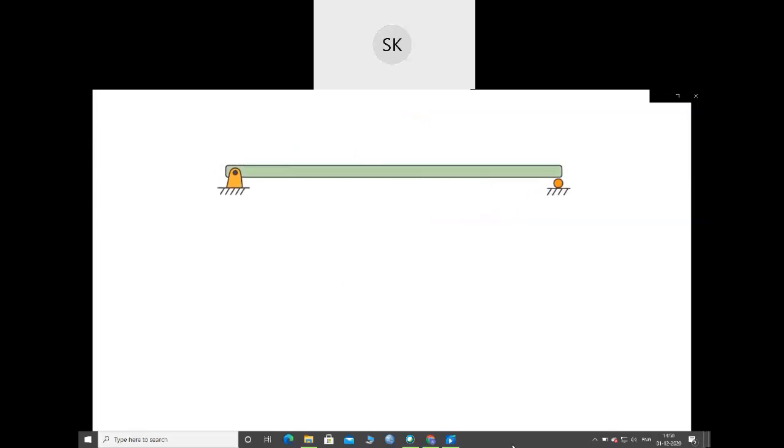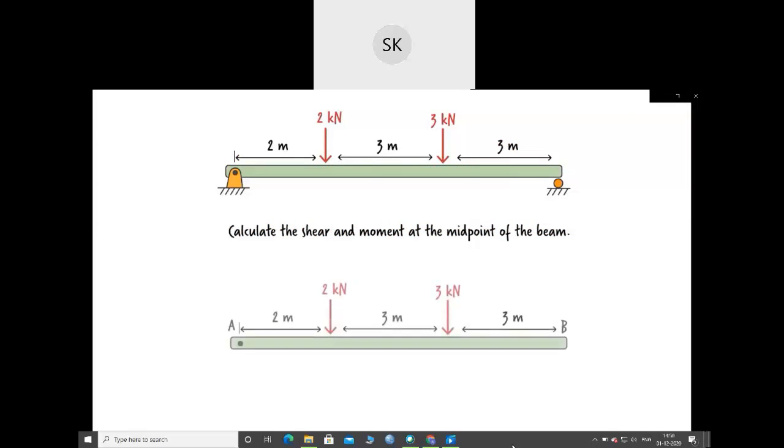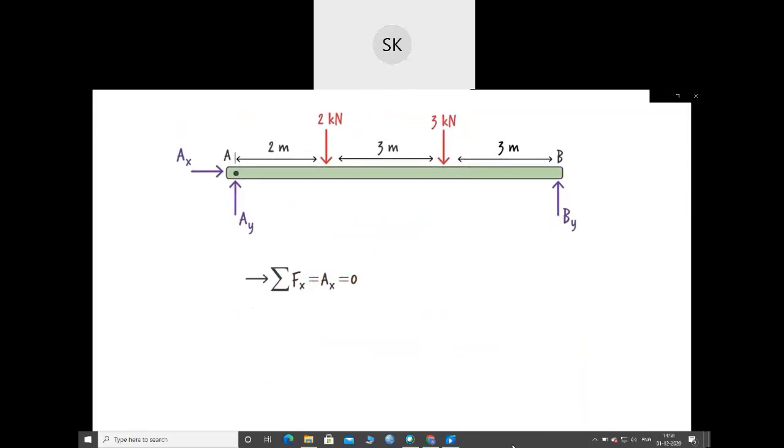Consider a statically determinate beam subjected to two concentrated loads, like this. Let's calculate the shear and moment forces at the midpoint of the beam. We always start by determining the beam's support reactions. Here is the free body diagram of the entire beam, and here are the three equilibrium equations.